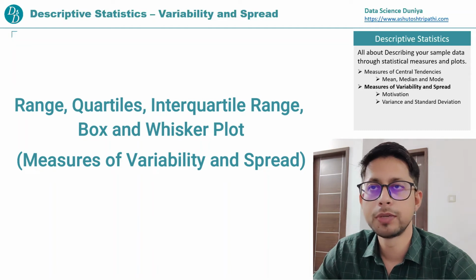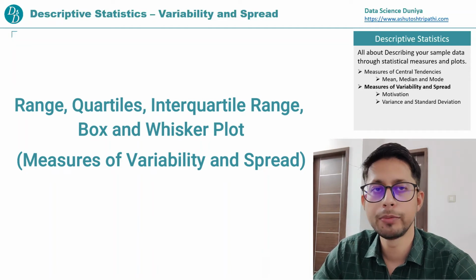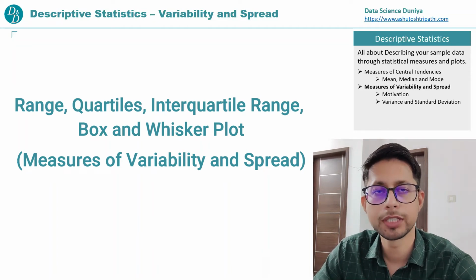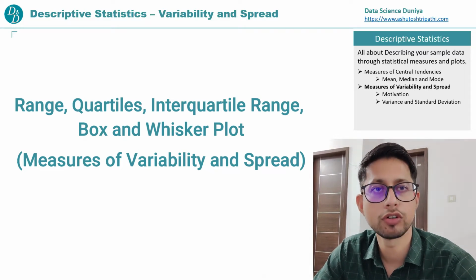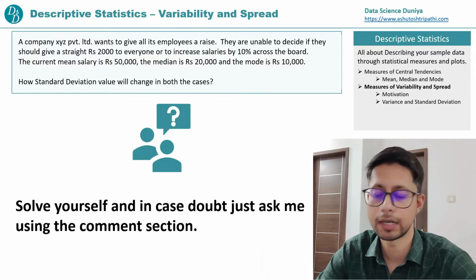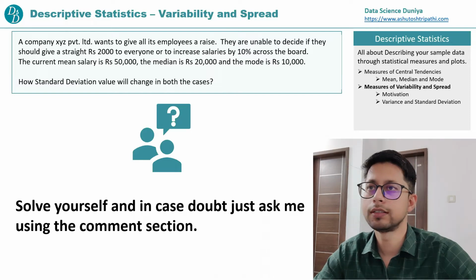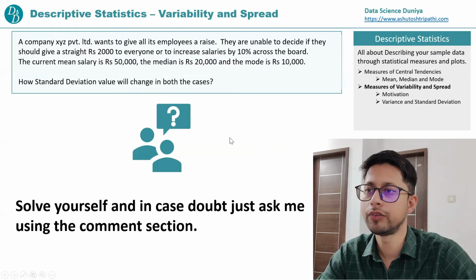So hello guys, welcome back to my channel again, and today we'll be talking about other measures of variability and spread. That is range and interquartile range, and I will also talk about the outlier and whisker plot and box plot. Okay. So in the last video we stopped here.